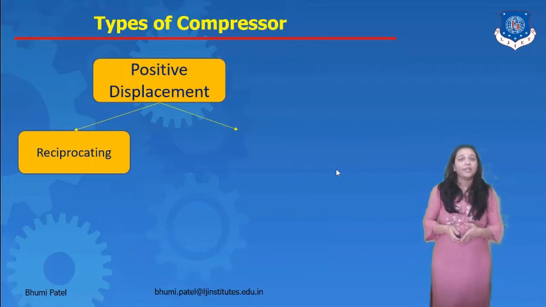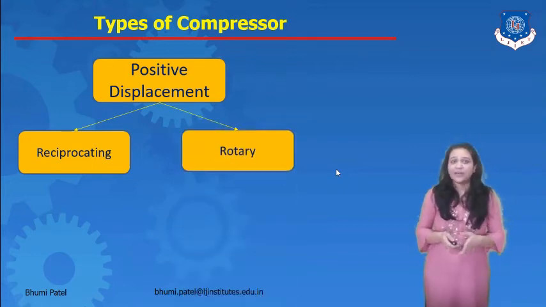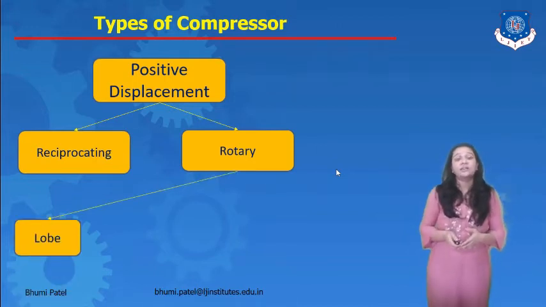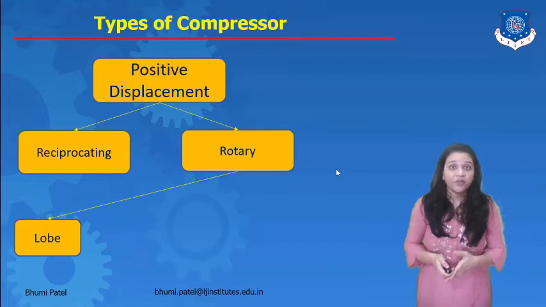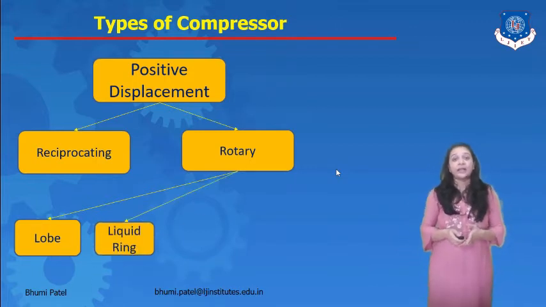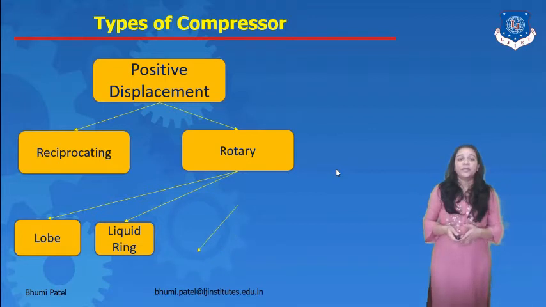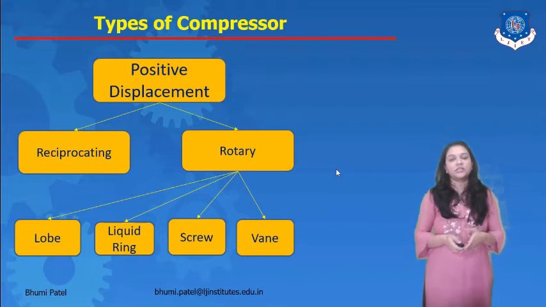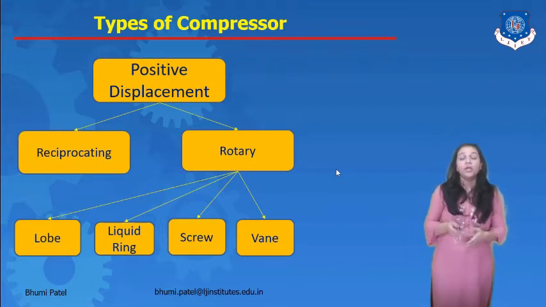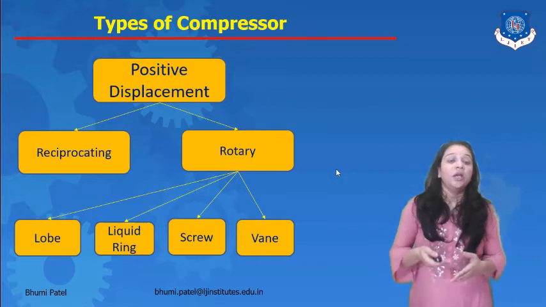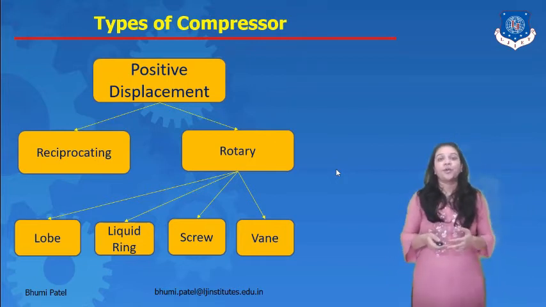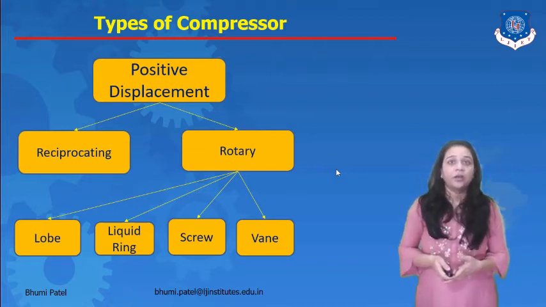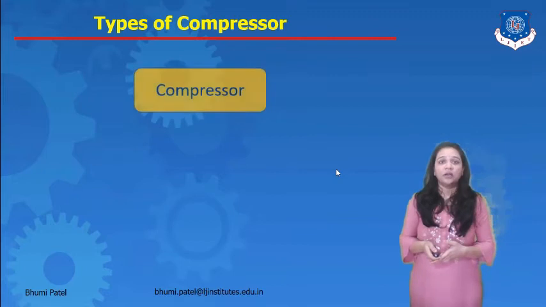Now the next type of compressor is positive displacement. In the positive displacement, as you have known, we have two types, the reciprocating compressor and the rotary compressor, but the rotary compressor has again subtypes. The first one is the lobe compressor, the next one is the liquid ring compressor, the third one is the screw compressor, and the fourth one is the vane compressor. The working principle and construction of the different types of rotary compressor we will study in the next slides.